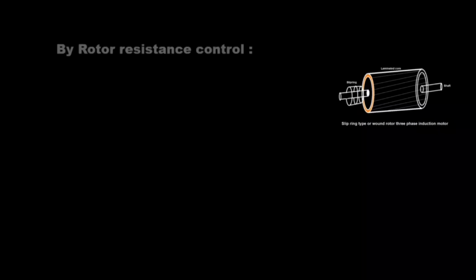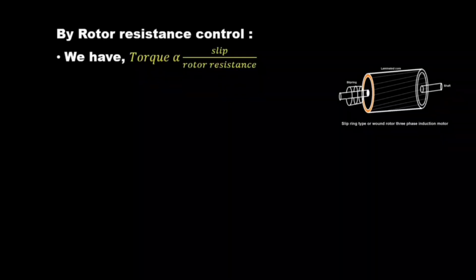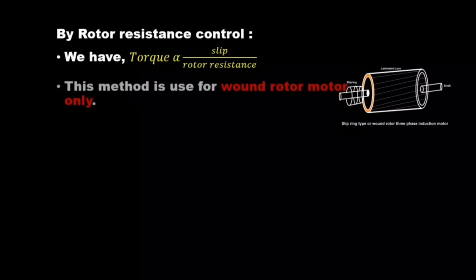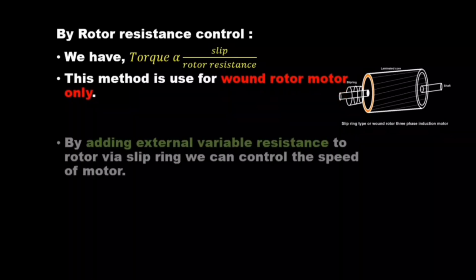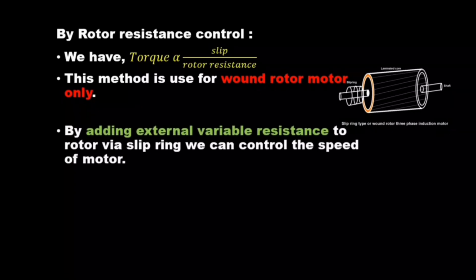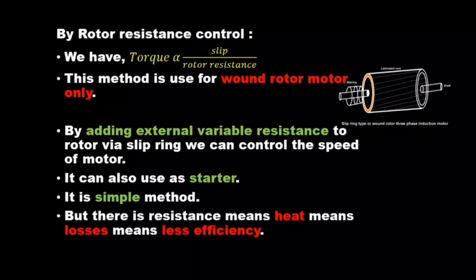By rotor resistance control, we have torque directly proportional to slip by rotor resistance. This method is used for wound rotor motor only. By adding external variable resistance to rotor via slip ring, we can control the speed of motor. It can also be used as starter. It is a simple method. But there is resistance means heat means losses means less efficiency.